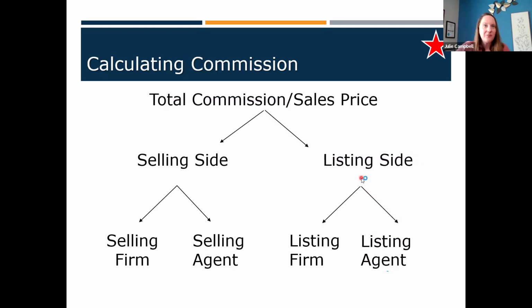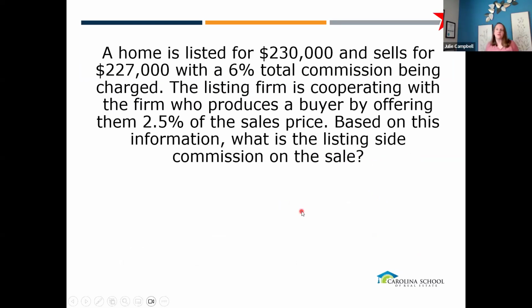Okay, well, let's do one together. Just talk it through using our map. So the first thing we do when we see a word problem is just read, breathe and read. A home is listed for 230,000. It sells for 227,000 with a 6% total commission being charged. The listing firm is cooperating with the firm who produces a buyer by offering them 2.5% of the sales price. Based on this information, what is the listing side commission on the sale?